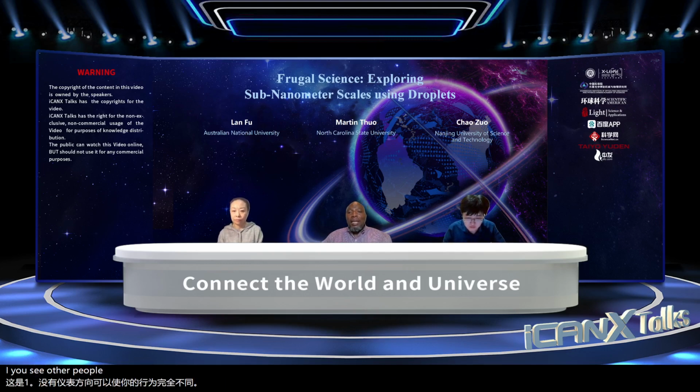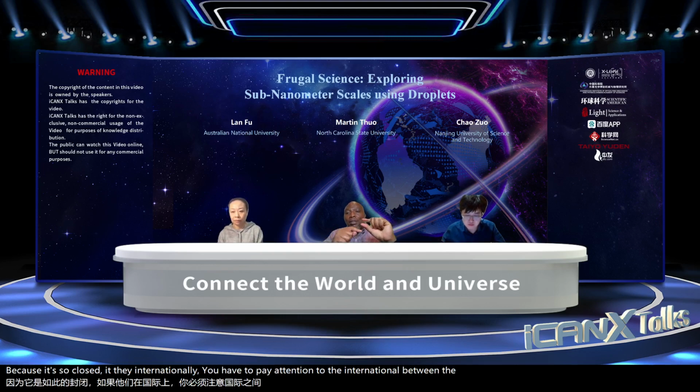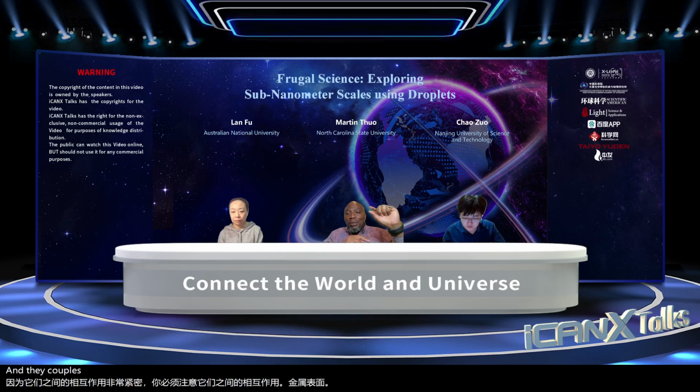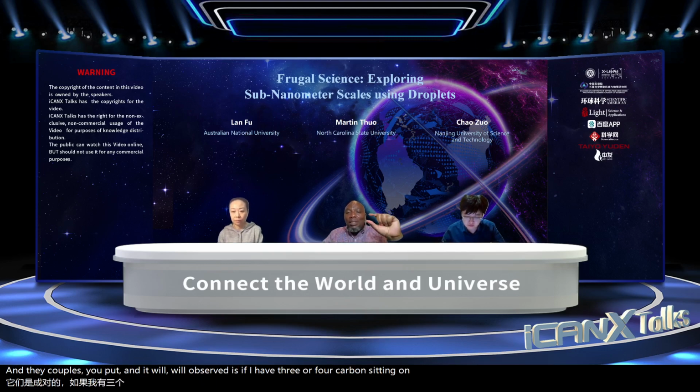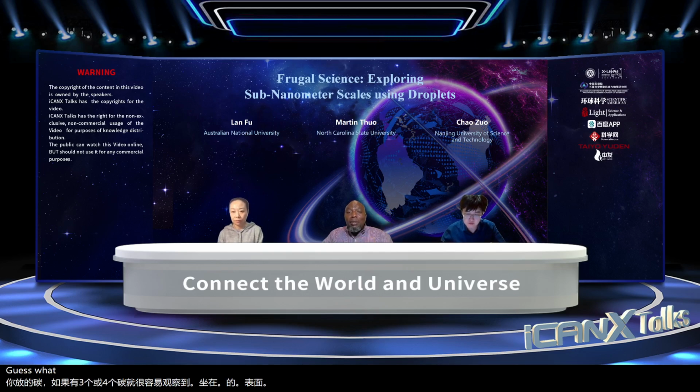You see other people saying, okay, I'm going to put 3 carbons on a gold surface, and that should be enough to make it insulating. No, it's not going to make it insulating because it's so close. You have to pay attention to the interaction between the metal surface and the carbons you put. And what we observed is that if I have 3 or 4 carbons sitting on a surface, guess what? Those hydrocarbons are hydrophilic. The water will spread on that surface like there's no hydrocarbon. Yet, if you increase the number of carbons, you start seeing this hydrophobicity.